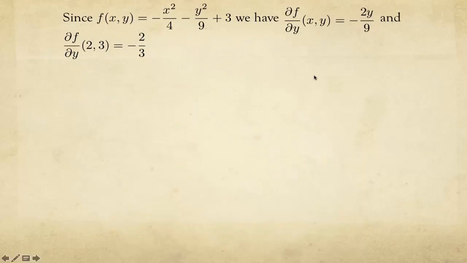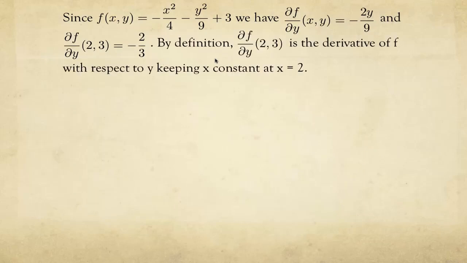Okay, so again, let's just calculate the partial derivative. Again, we can check that this is the partial. If I plug in the point (2, 3), we get negative 2/3. So let's see, what does it mean that the partial of f with respect to y at (2, 3) is negative 2/3? Well, it's the same interpretation as the single variable derivative.